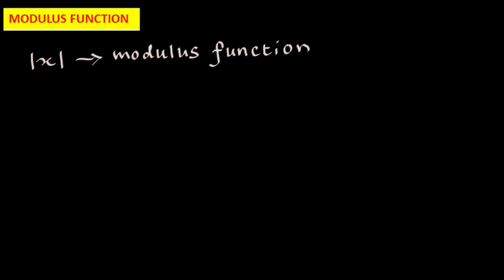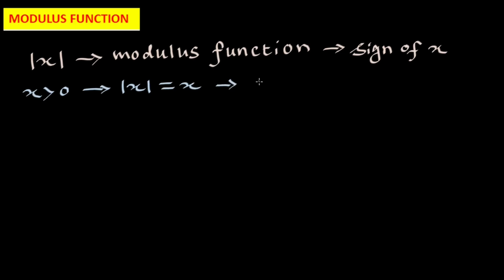In this video, we are going to study modulus function. A real value quantity x kept inside the modulus sign is called a modulus function. Its value depends upon the sign of x. If x is positive, then mod x is x. There is no change in its sign. For example, mod 2 is 2, or mod x square is x square for any real x.